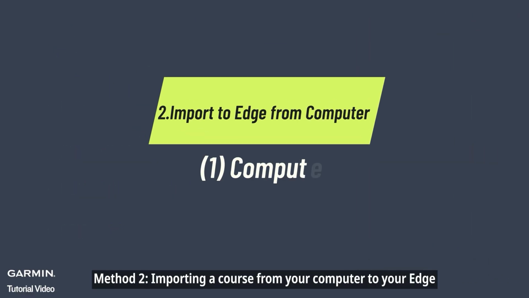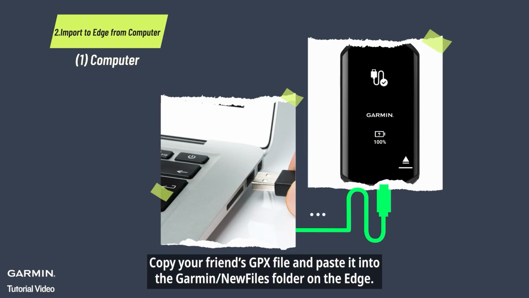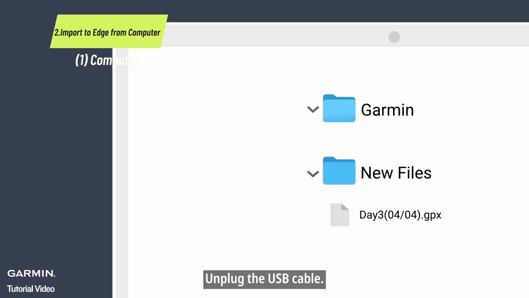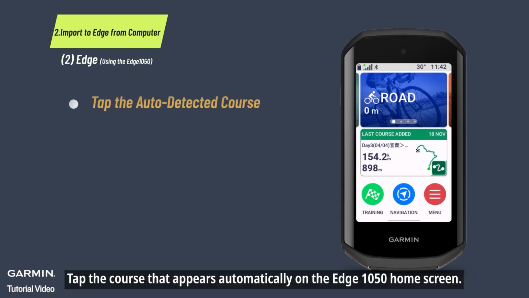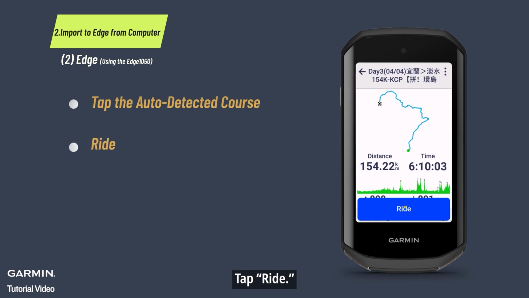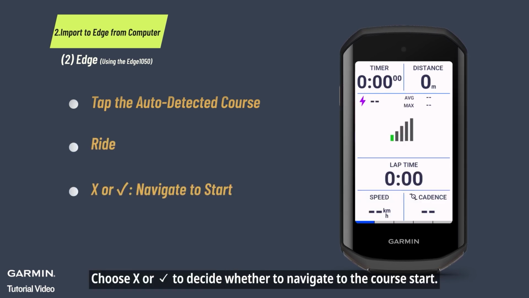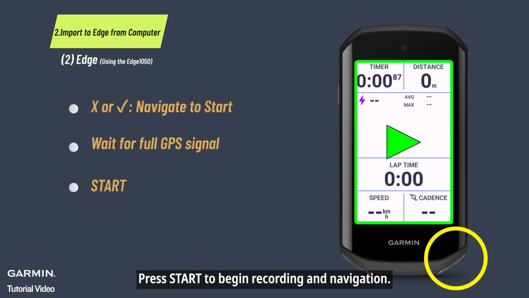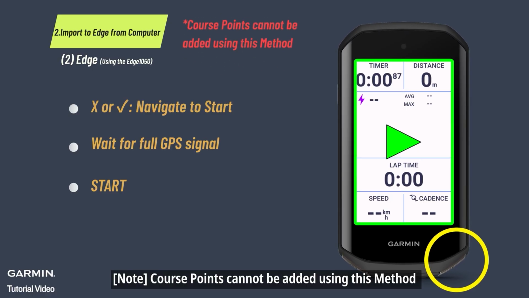Method 2, importing a course from your computer to your Edge. Connect your Edge to your computer. Copy the GPX file into the Garmin New Files folder on your Edge. Unplug the USB cable. Tap the course that appears automatically on the Edge 1050's home screen. Tap Ride. Choose Cancel or Confirm to decide whether to navigate to the course start. Wait for a full GPS signal. Press Start to begin recording and navigation. Note, course points cannot be added using this method.